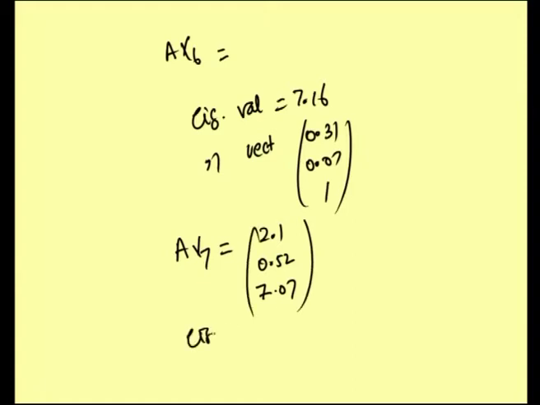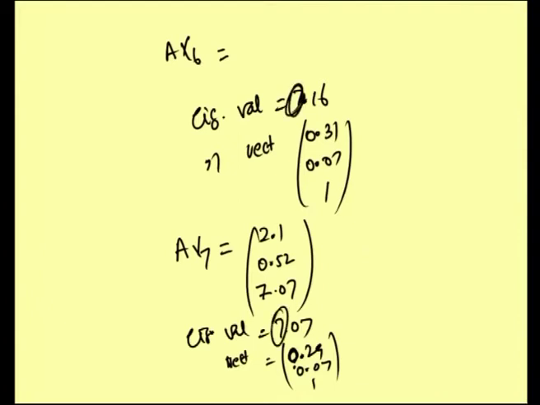So, here eigenvalue is 7.07, eigenvector is 0.29, 0.071. Corrected to 1 decimal place. When you consider the rounded off value, here the eigenvalue is 7 and here the eigenvalue is 7. So, at iteration 6 and 7 we get the eigenvalues to be same, therefore we stop the procedure and we say that eigenvalue ultimately.